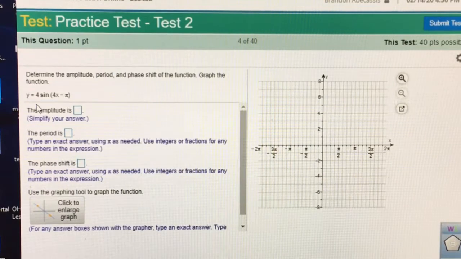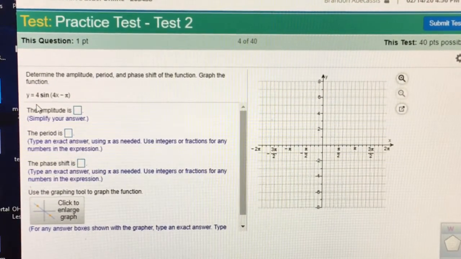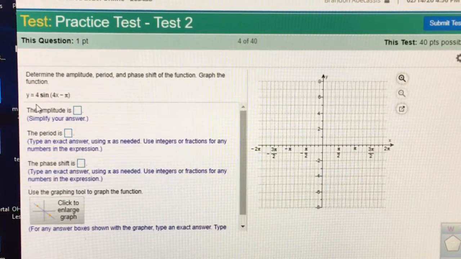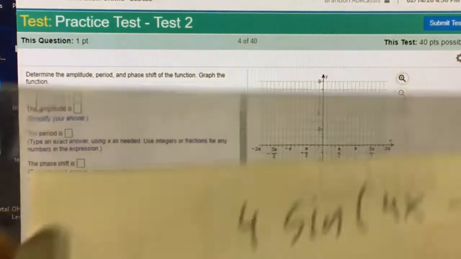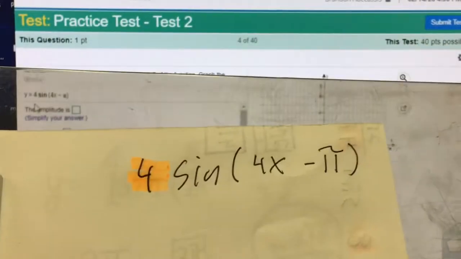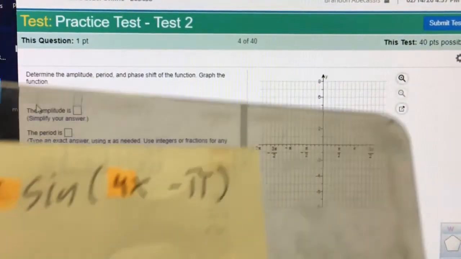So we can see that the amplitude is going to be 4, the number up front. The period, I have to put a 2 pi over that 4x. And the phase shift is going to be the opposite of pi over 4. So I have 4 sine parentheses 4x minus pi. So my amplitude is going to be the 4. My period is going to be 2 pi over 4. And my phase shift is going to be the opposite of pi over 4, the opposite of negative pi.